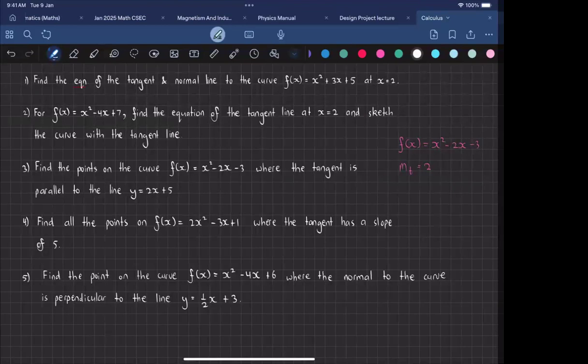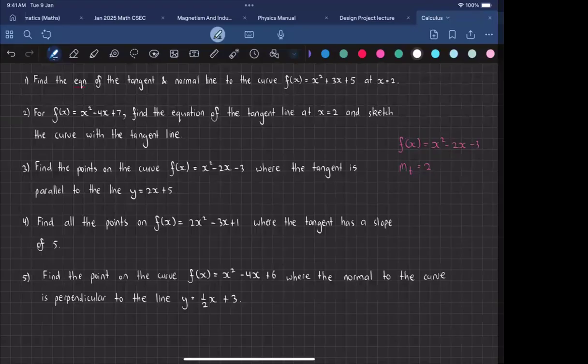Find all the points. I think so. You think so? You need to be confident. Either yes or confident no.